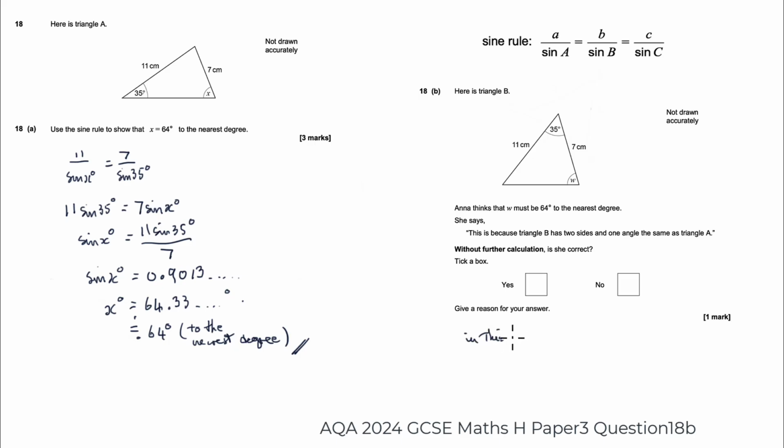So we'd say something like that. In this triangle, 7 is not opposite 35 degrees. So they can't be the same triangle. So no, she's not correct.